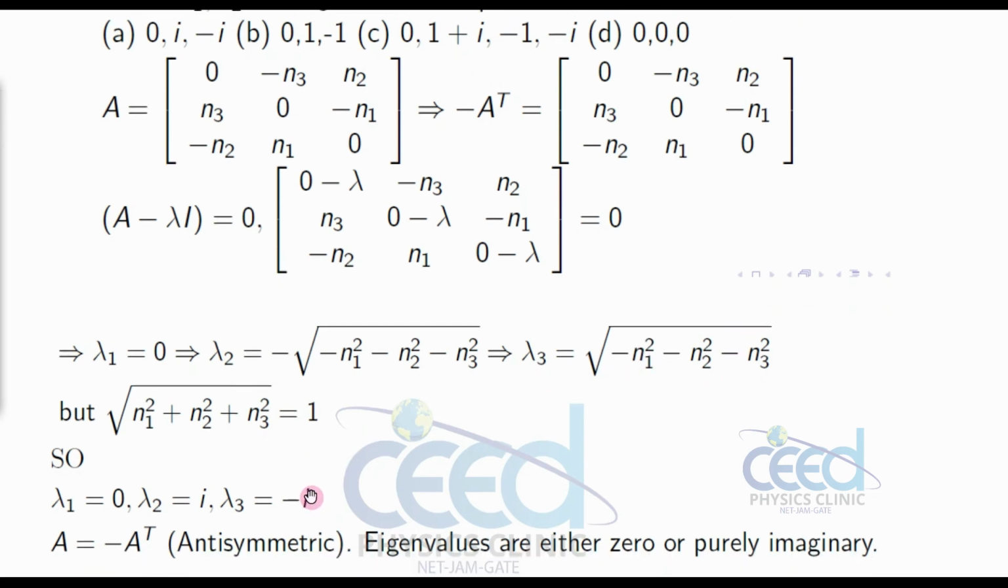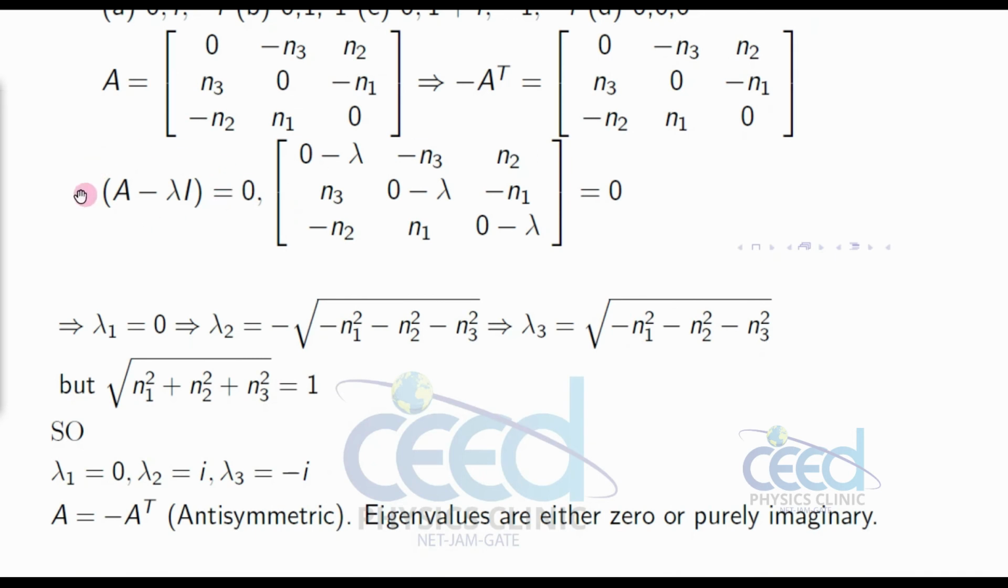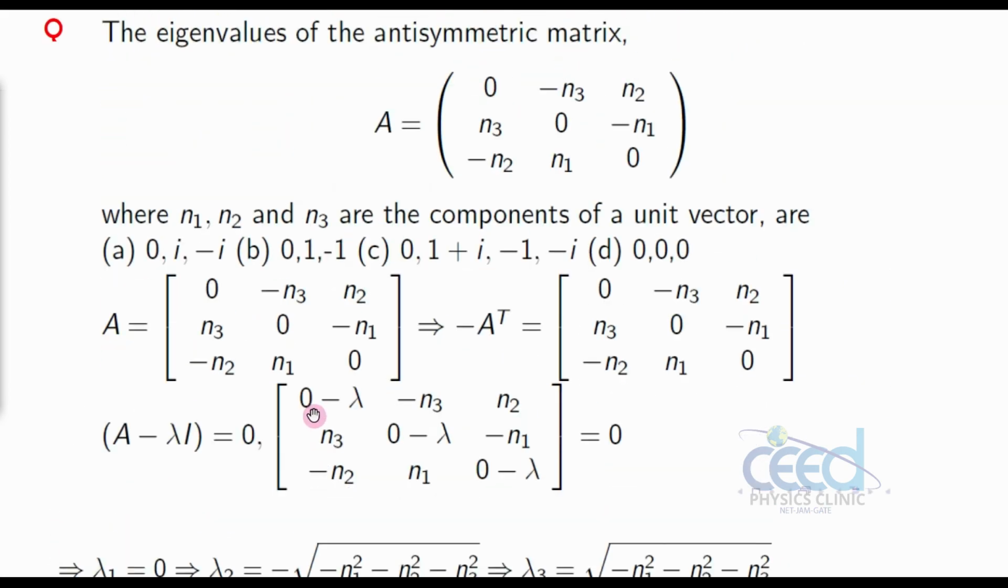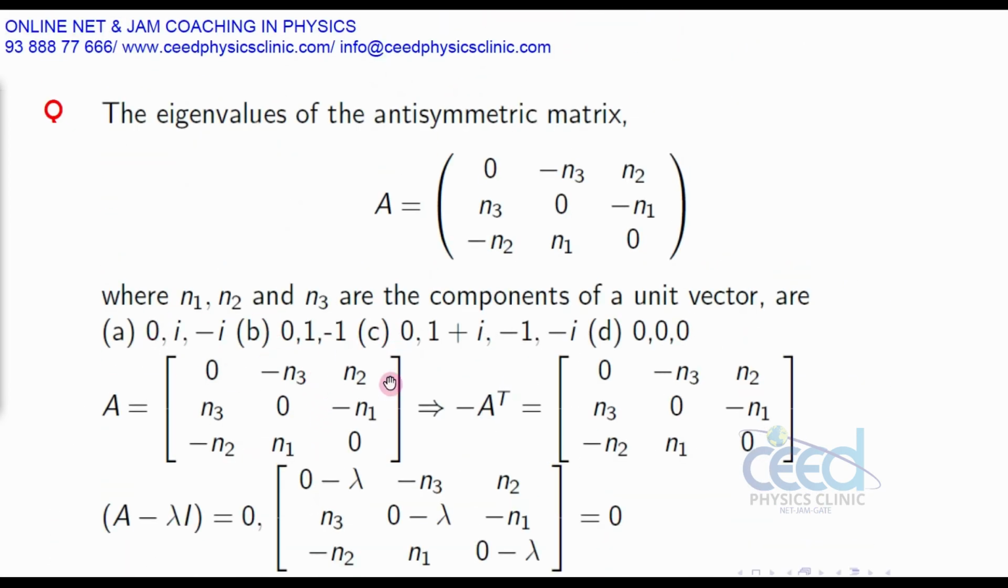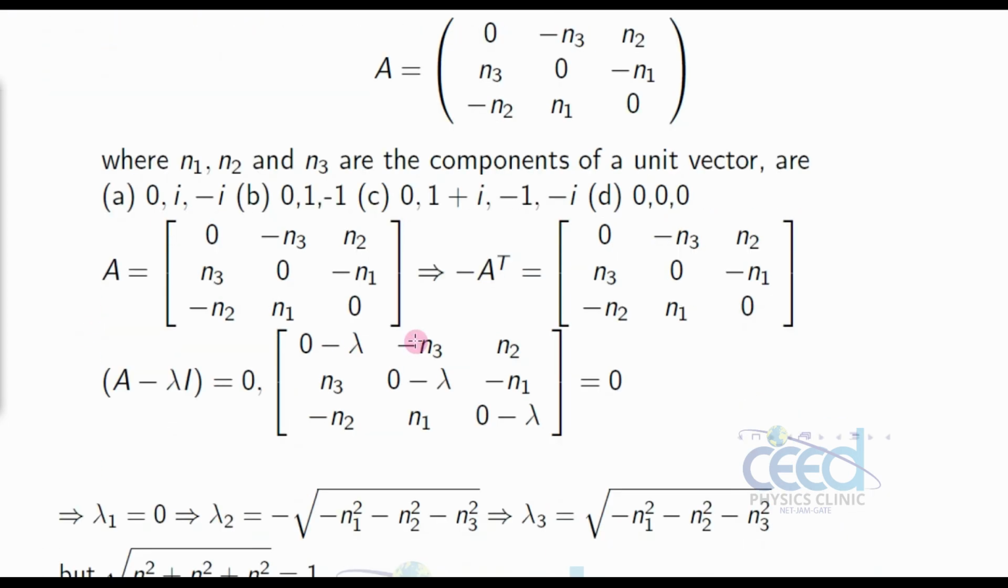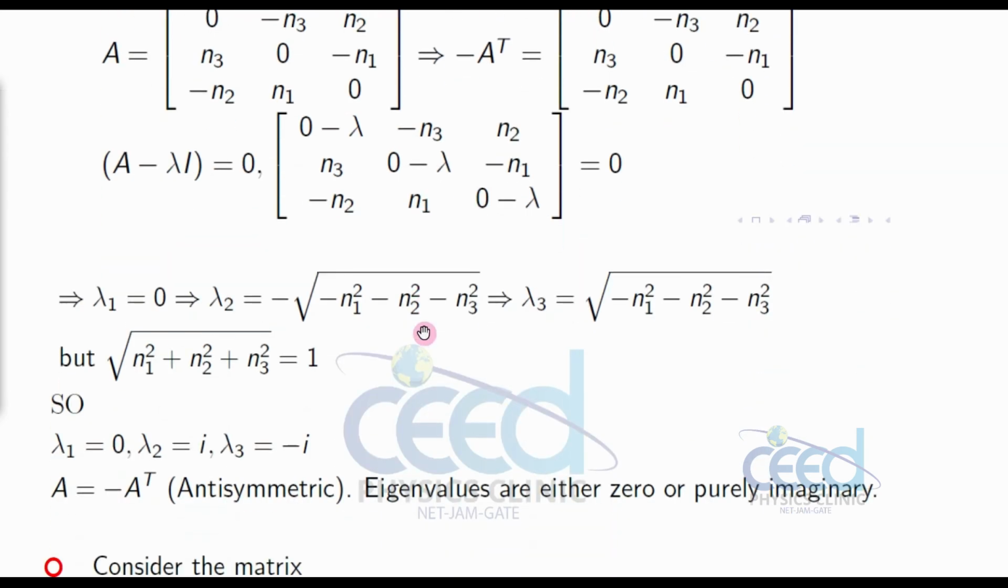So by ordinary calculation, determinant of A minus lambda I, you can find lambda 1 is 0, lambda 2 is I, lambda 3 is minus I. So you can take the answer as the first option, A. Or if you know a property, you can directly write the answer.